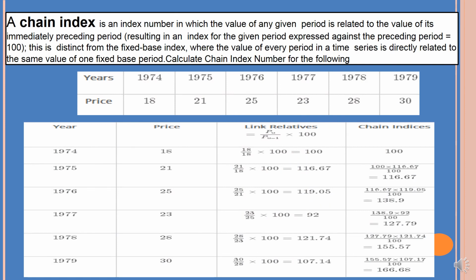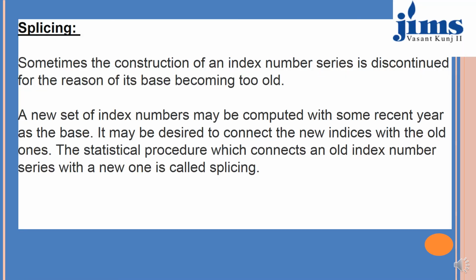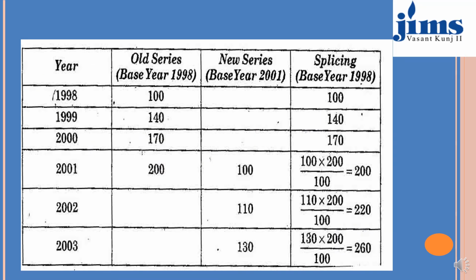Here it is in detail. Another chain index number is given, for 1974 to 79. With the same method, first we find the link relative, and on that basis thereafter we find the rest. That is our splicing.